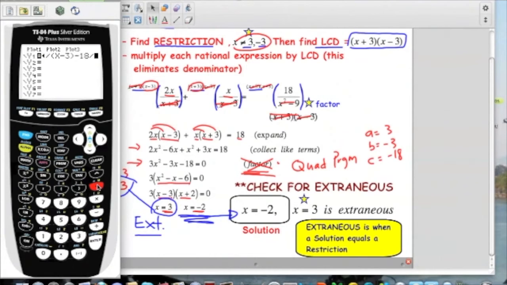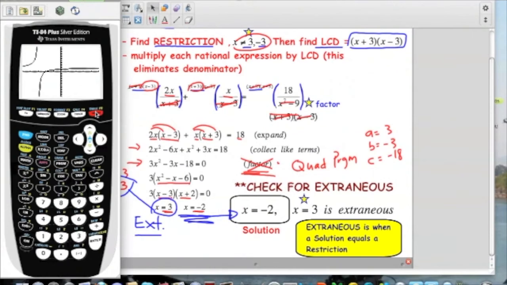Divides by bracket x squared subtract 9 bracket. Okay. Now, I didn't put a bracket around 18, I should have, but it'll work because when you have one term, you can get away with no bracket. But when you have two terms like 2 and an x, or x minus 3, it has to be a bracket. So now I'm going to go down to y2, put in a 0, and graph.